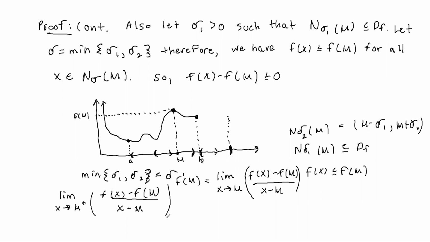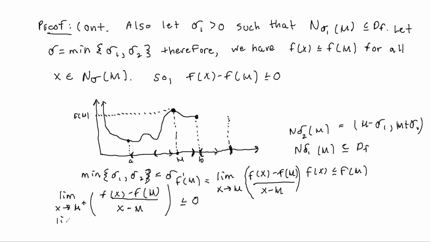I could see that f of x minus f of mu is always less than or equal to 0. So that would be a negative value divided by x approaching mu from the right, which would be a positive value. So this limit would always be less than or equal to 0.